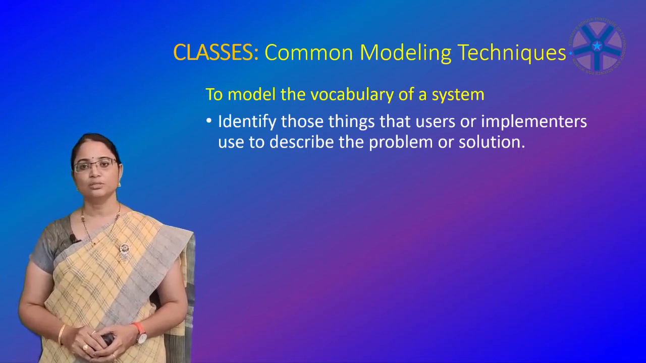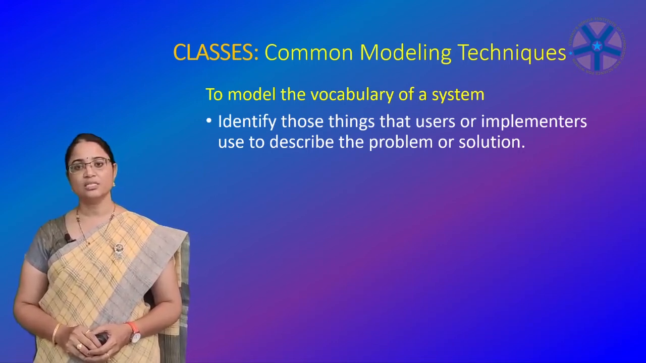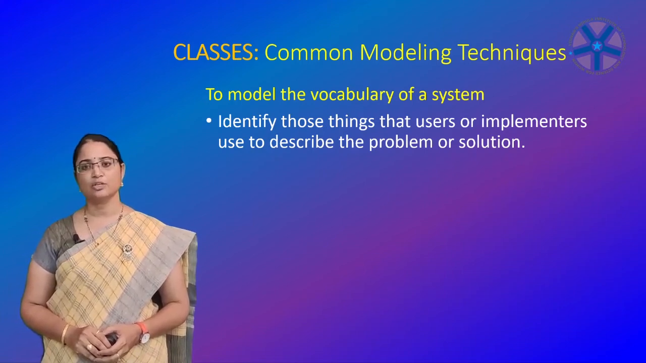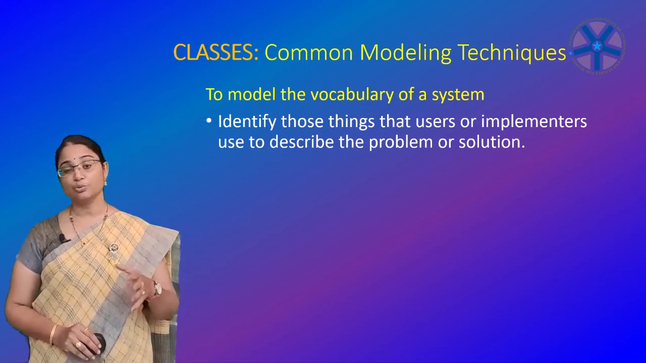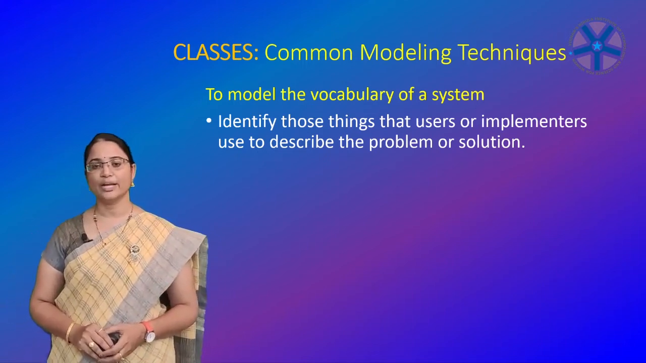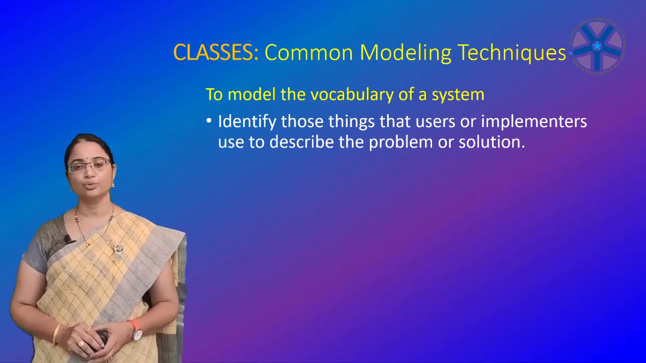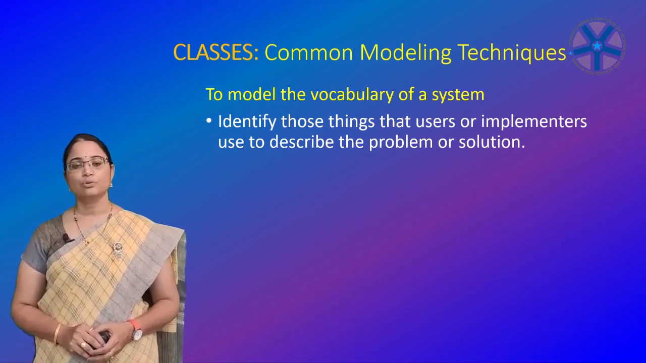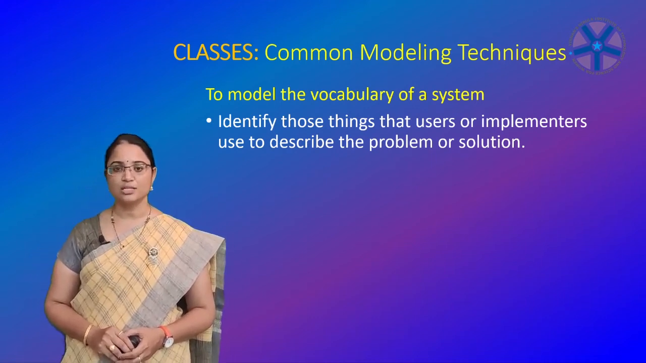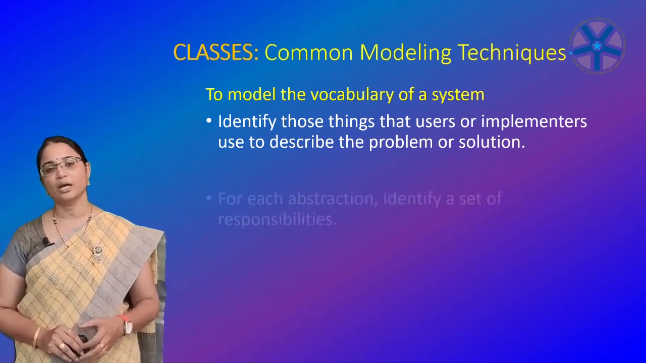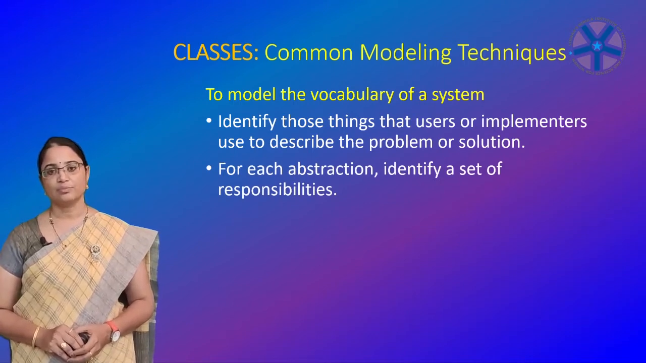How do we need to do this? Here we need to use CRC cards. CRC cards means classes, responsibilities, collaborators. You need to use CRC cards, and by using use-case-based analysis also, you need to identify what vocabulary we are going to use in the problem domain. So you can find the abstractions by using the CRC cards and use case analysis. You need to use that vocabulary or abstractions as the class names.